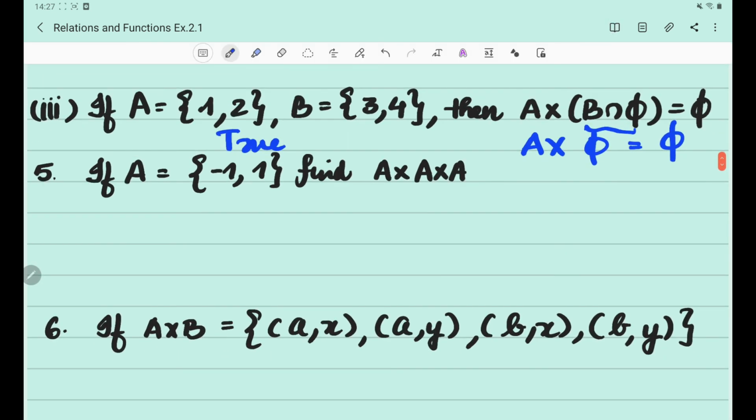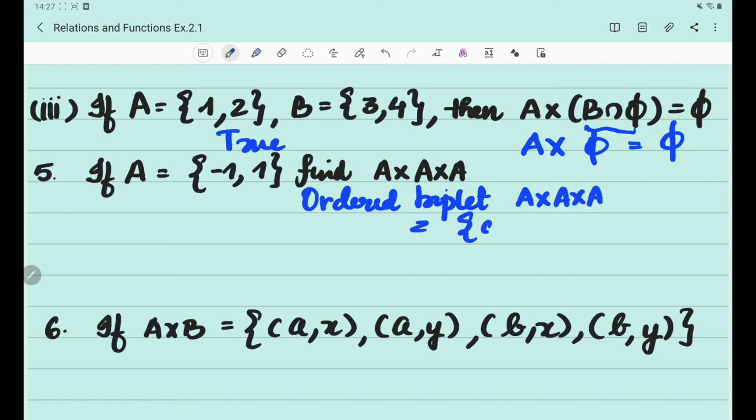Now let's directly move to the fifth problem. If A is equal to minus 1, 1, find A cross A cross A. So what is this set actually? It is actually an ordered triplet. So this is an ordered triplet. This also we have learned while learning about the definition of the Cartesian product. So what is A cross A cross A? You can represent it as the set of all elements A, B, C, where A, B, C belongs to A. So you can directly find what it is.